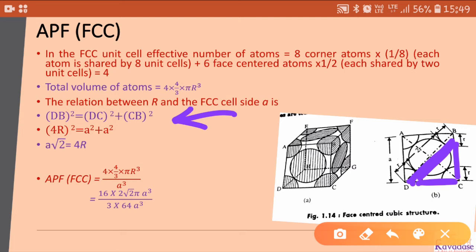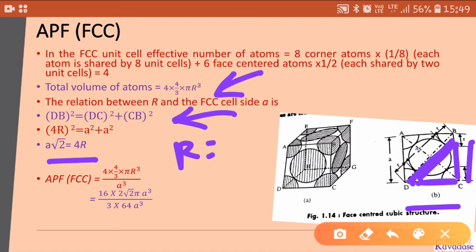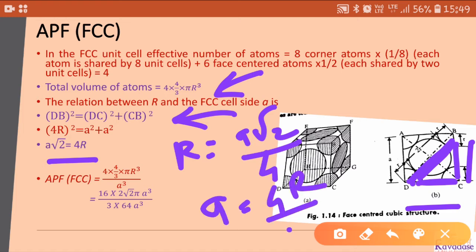So DB is 4R, so 4R square is equal to DC is A, and this is also A, so A square plus A square. So we have this relationship between A and R. So in case of this, we can put R equal to A root 2 by 4, or we can put A equal to 4R by root 2.